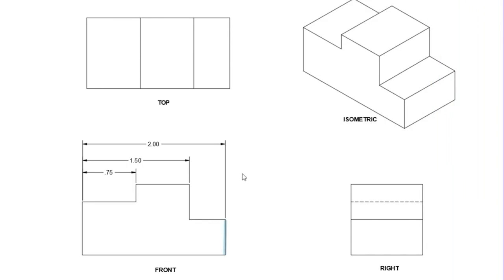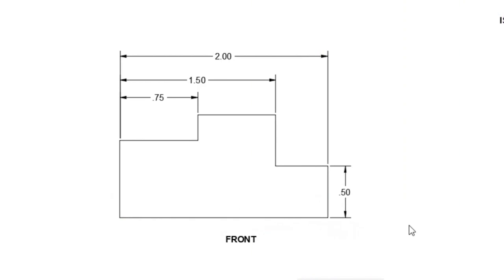We need to add the dimension for this feature. Remember, the dimension should not be inside the object, should not cross object lines, and should be placed between adjacent views whenever possible. So I'm going to put it here. Next, we'll add a dimension for this feature. We can either add a dimension on the shorter edge or add a dimension that shows the full height of the object.